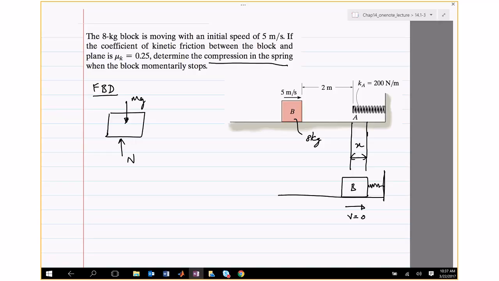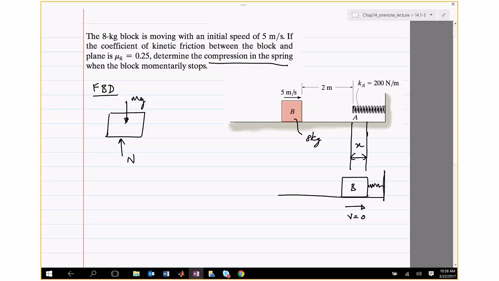Okay, what else? Now one suggestion: when you suspect this is a problem involving the principle of work and energy, you are really interested in two or three instances of time: the initial, middle, or final. In this case, you're interested in the initial position, which is the way it is right here, and the final position. And you want the forces in both the positions.